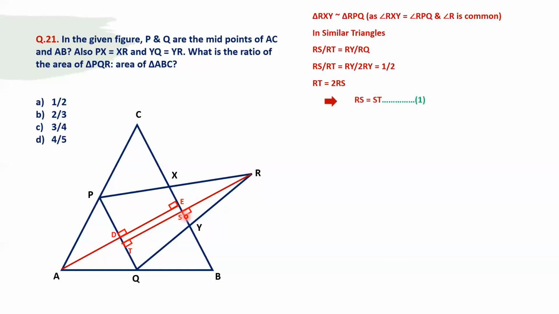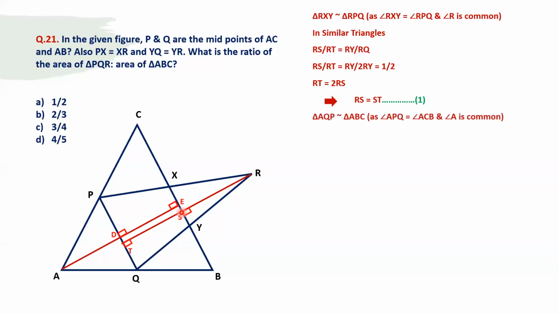which means RS and ST are equal. So this RS and ST become equal to each other. So this line and this line become equal to each other, because it is clearly showing that S is the midpoint. So RS is equal to ST.